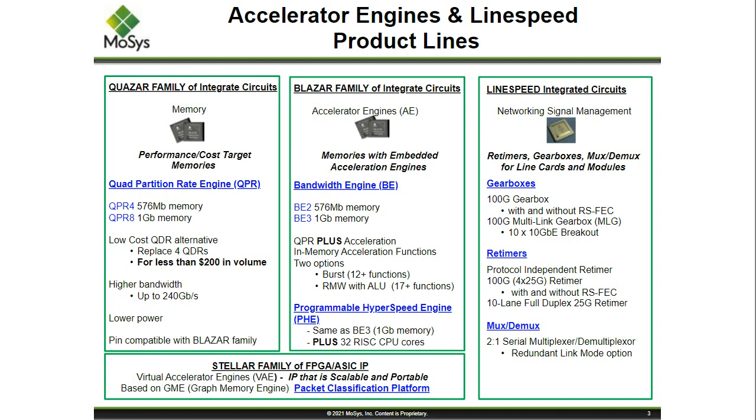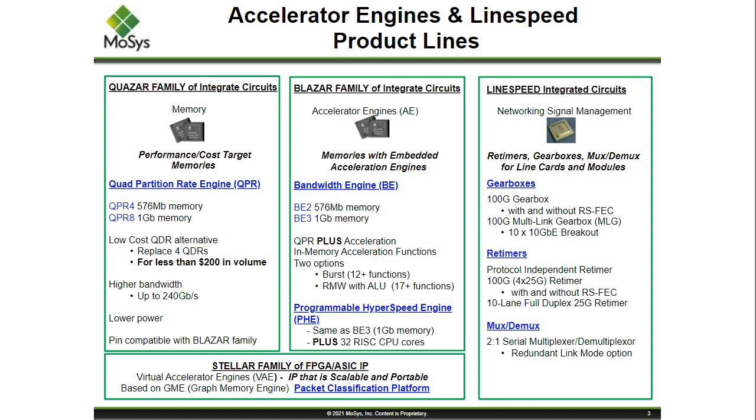We also have a family of IP, which we call Stellar, which is the packet classification IP, which can do hundreds of millions of searches per second and millions of lookups. And the last product line, which Scott will talk about, is the Linespeed products. These are 100 gig PHY ICs. They're common functions that you know about, gearboxes and retimers, but we also have our unique features above what you might find from the big boys in the market, Broadcom, Marvell, and Inphi. They're every bit as good as those guys, with some added features.